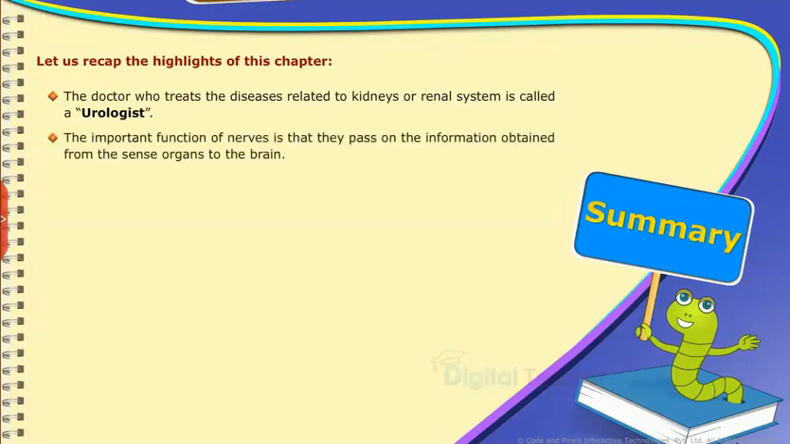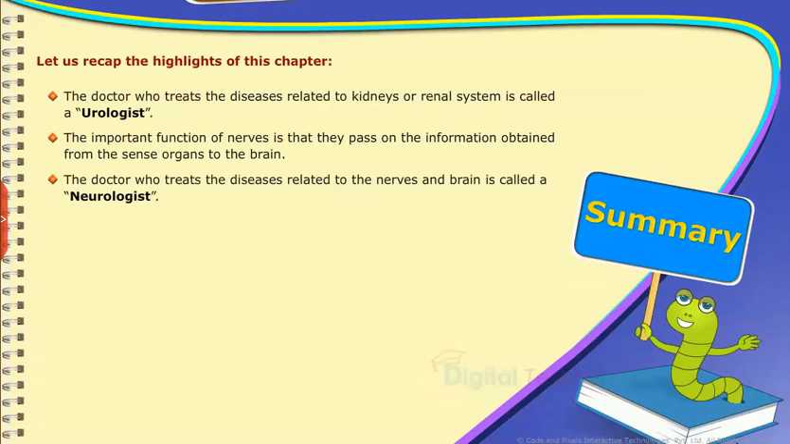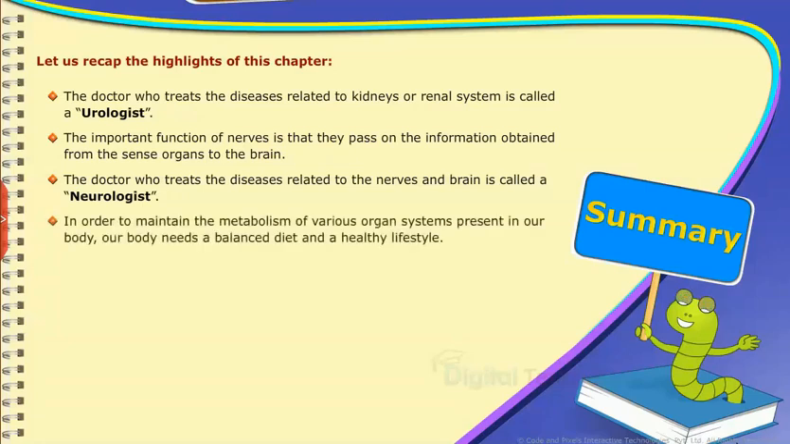The important function of nerves is that they pass on the information obtained from the sense organs to the brain. The doctor who treats the diseases related to the nerves and brain is called a neurologist. In order to maintain the metabolism of various organ systems present in our body, we need a balanced diet and a healthy lifestyle.